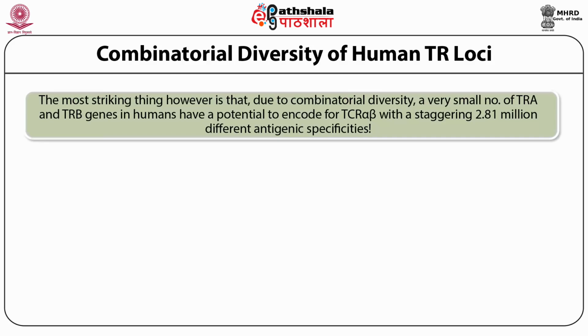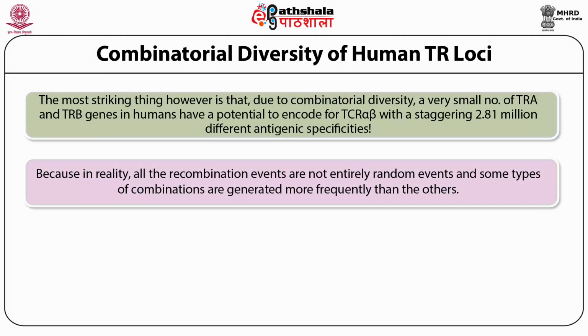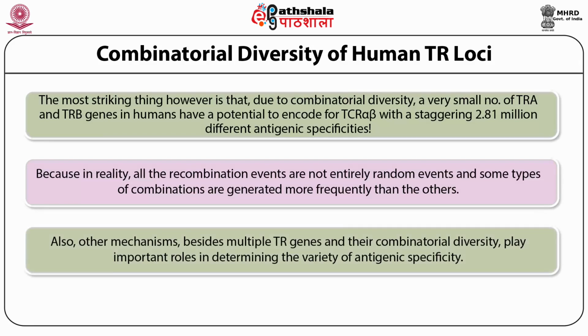I should point out here that calculating the actual size of the repertoire for antigen specificity is not so simple, because in reality, all the recombination events are not entirely random, and some types of combinations are generated more frequently than the others. Also, other mechanisms besides multiple TR genes and their combinatorial diversity play important roles in determining the variety of antigen specificity. We will discuss all these mechanisms also in a little while.